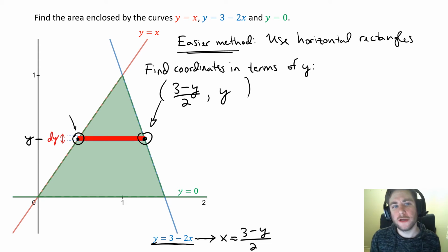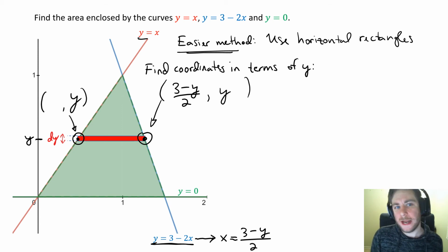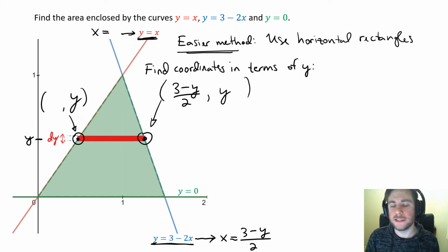Now we also need to look at the point on the left and get those coordinates in terms of y. So again, y in terms of y is just going to be y. But to get x in terms of y, we need to look at the equation of the curve to see what x is equal to. In this case, the work is done for us though. Y is equal to x, so x is equal to y. And so we insert that as our x-coordinate.